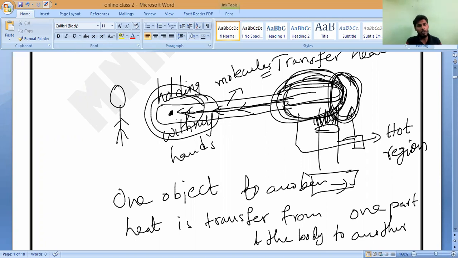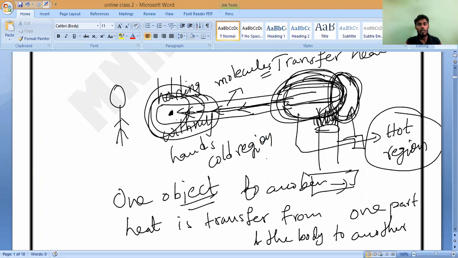Is it yes or no? So when we are holding here, we can feel that heat. So in the sense of what? Heat is also transforming not only from one object to another object, it is also transforming from one part of the body to another. Means from hot region of a single body to cold region of the same body, it is also transforming. Is it yes or no, Hari? Yes, sir. So this is only called transfer of heat.